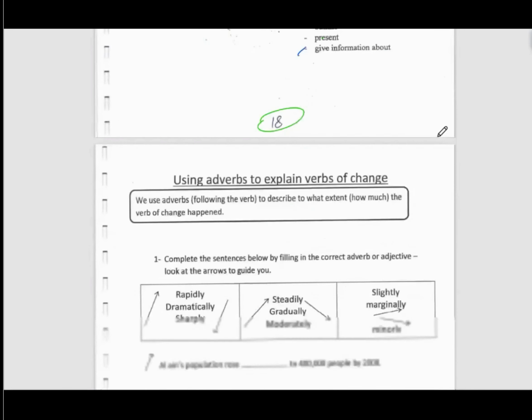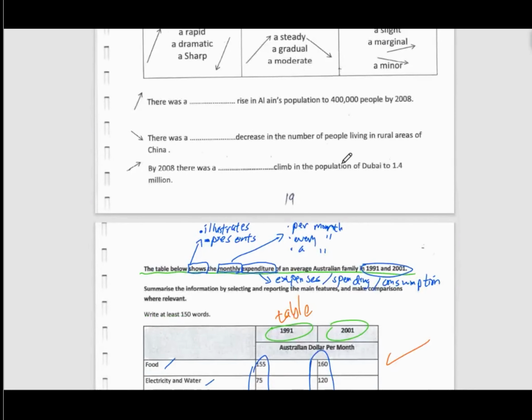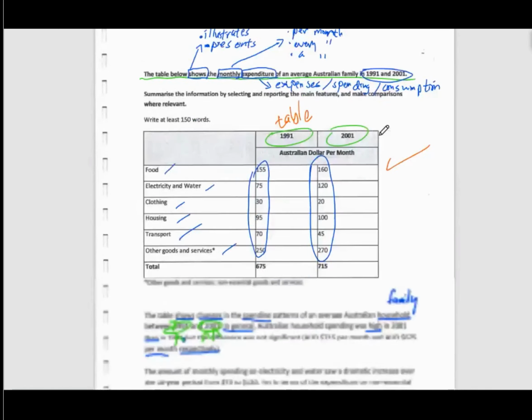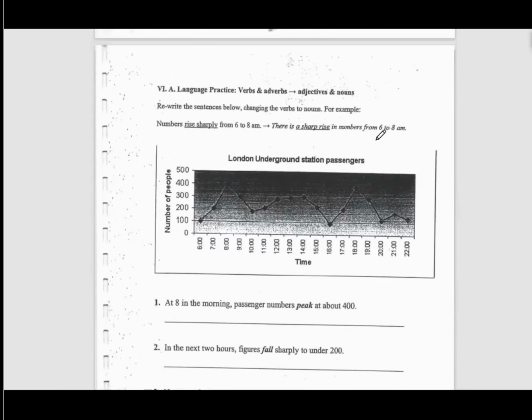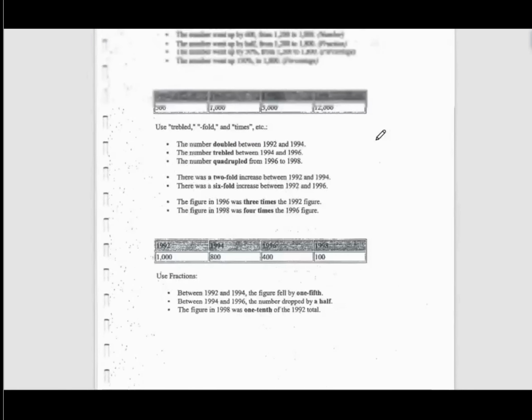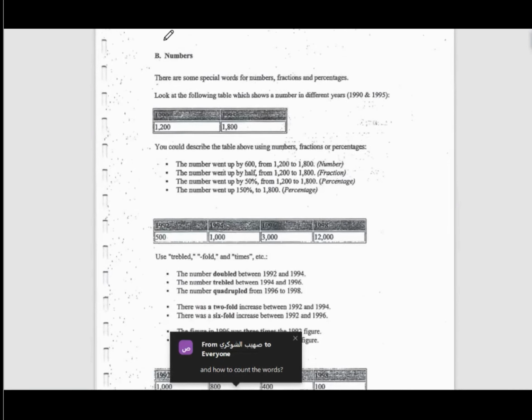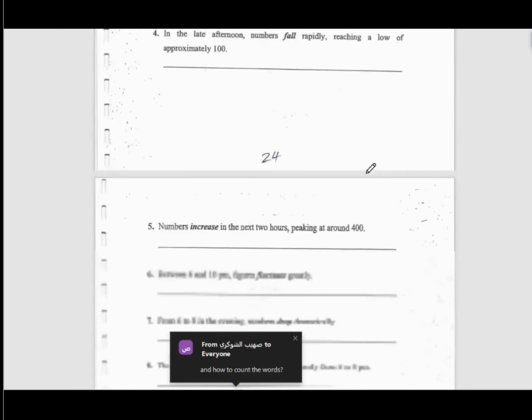Here, page 19. We'll do it together tomorrow. Don't do it at home. And we will do also another grammar, page 24. Okay, and we will look at how to use numbers after we finish the spelling.